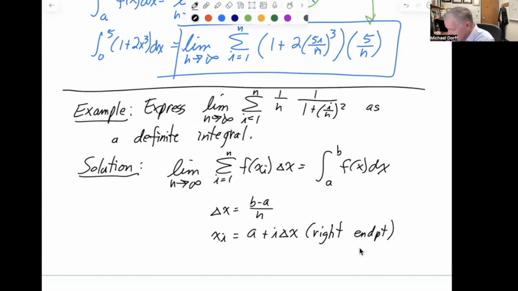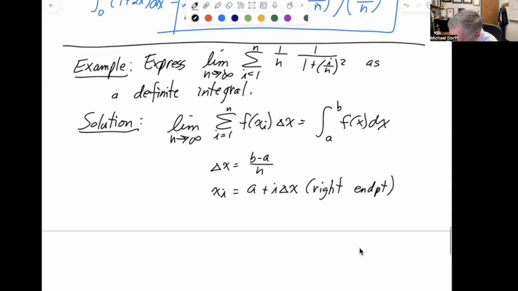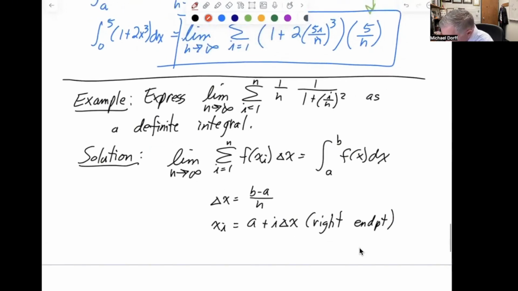I'm doing the right endpoint way of doing it using this definition. Okay, so given this problem here, the first thing I will need to do is figure out which one of these terms is a delta x and which one is the f of x sub i. So I've got the 1 over n, and I've got the 1 over 1 plus parentheses i over n squared. One of these is delta x and one of these is f of x sub i.